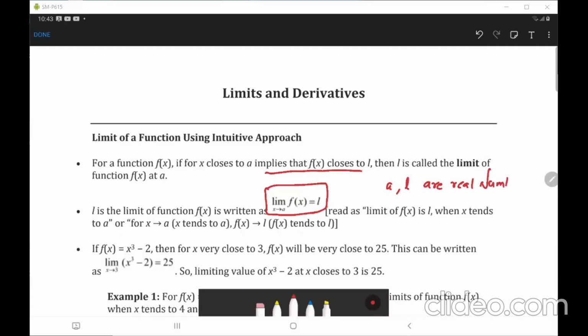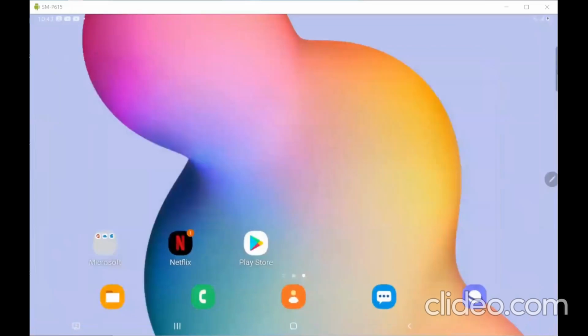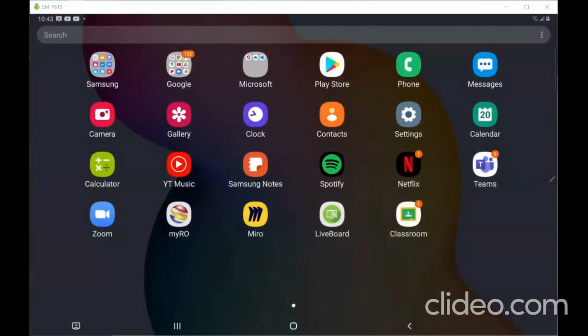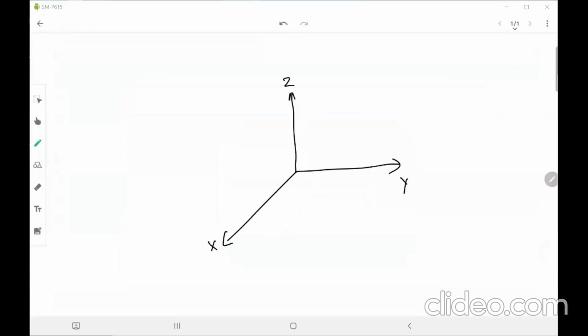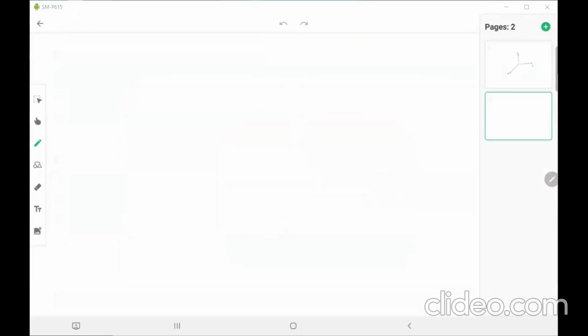What does it mean actually? I'll explain with some example. So, the limits. Okay. Already we discussed in chapter 1 the relations and functions.